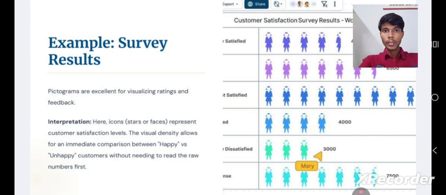Example: survey results. Pictograms are excellent for visualizing rating and feedback. Interpretation: here icons, stars, or faces represent customer satisfaction levels. The visual density allows for an immediate comparison between happy versus unhappy customers without needing to read the numbers first.